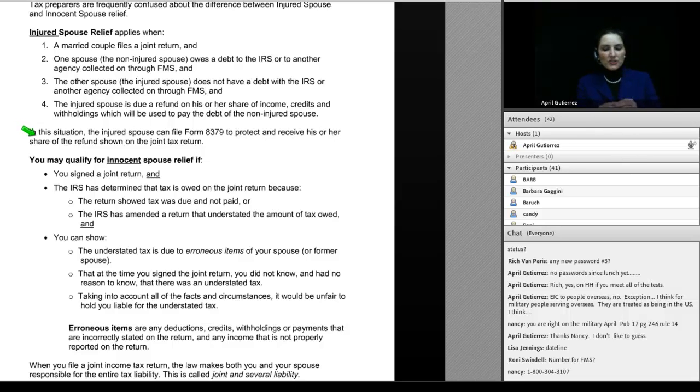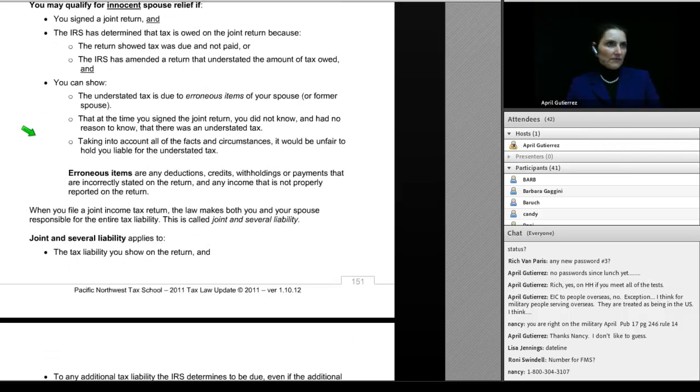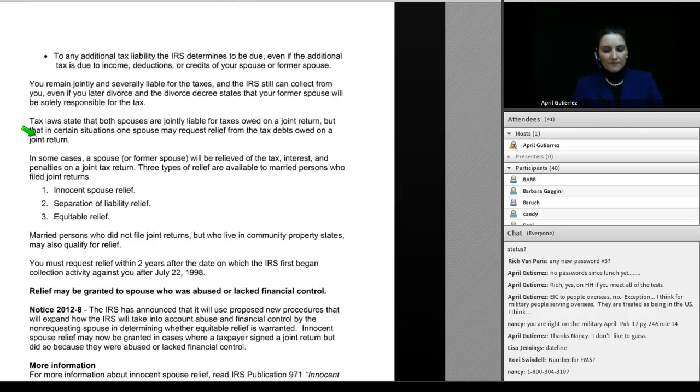Okay, there's a question in the classroom about injured spouse, and we're back on page 151 looking at item number 4 here. The statement is that the injured spouse is due a refund on his or her share of income credits and withholdings, which will be used to pay the debt of the non-injured spouse. So essentially what we're looking at is you can have a joint return, but you're a housewife, you had no income, and the entire refund on that tax return is due to your spouse's income withholdings. You're not going to be able to claim you're injured because if you filed without your spouse, you'd have no refund. So you have to show that independently you earned the money necessary to qualify for a credit. That's what that's about.